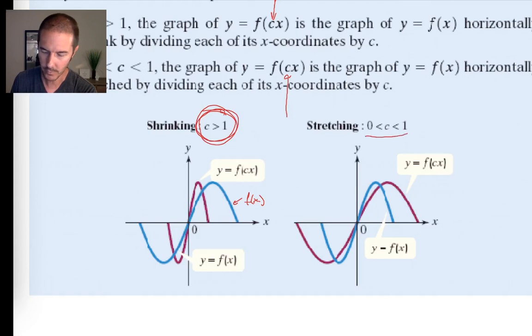And for a horizontal stretch, we're using a value again like 1/2 or 1/3, something between 0 and 1, and it ends up giving us a graph that's wider than the original.